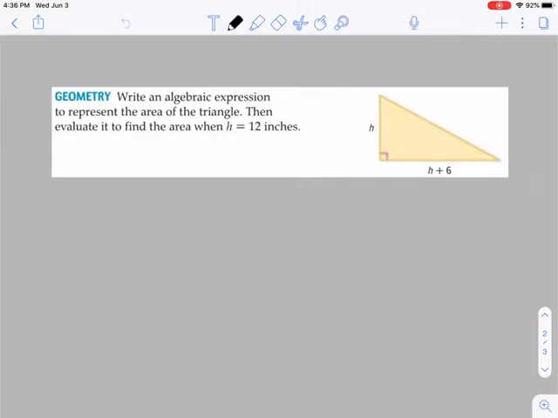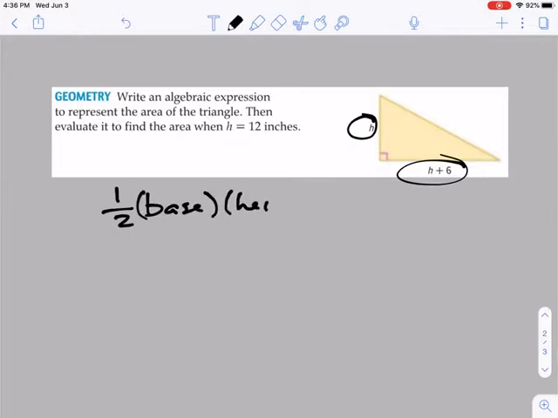It says write an algebraic expression to represent the area of the triangle. So we're going to do that first, then evaluate it to find the area when h is 12 inches. All right, so the algebraic expression, in other words, they want us to use that term and that expression right there. So if you remember, it's 1/2 base times, I'll just write it out, 1/2 base times your height, right?